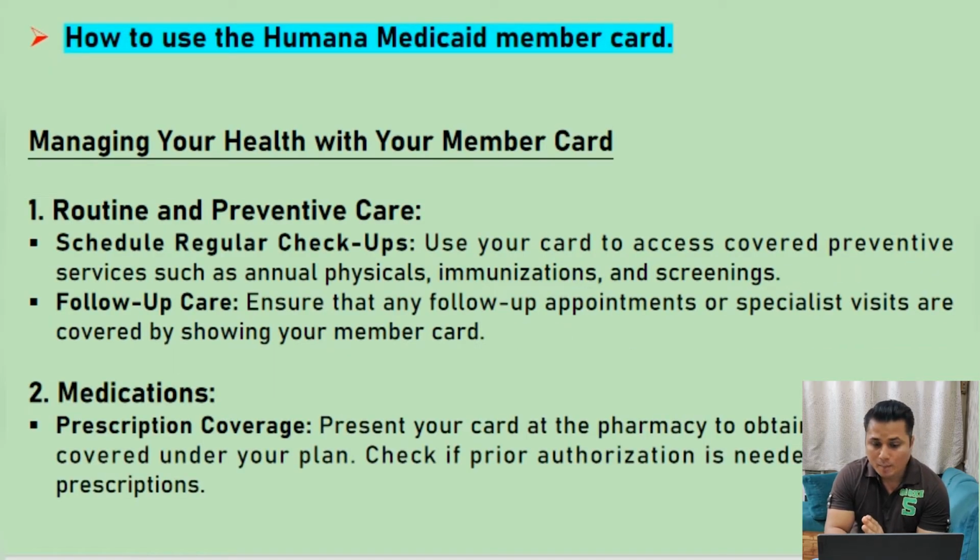Now, how to use Humana Medicaid member card, managing your health with your member card. All right. Number one, routine and preventive care. Schedule regular checkups. Use your card to access covered preventive services such as annual physicals, immunizations, and screenings. Follow up care. Ensure that any follow up appointments or specialist visits are covered by showing your member card.